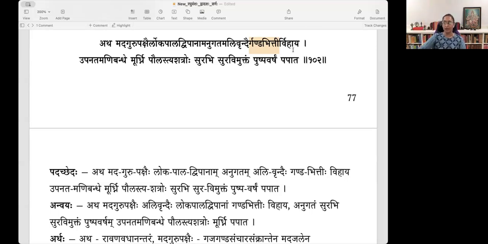And as the devas are pouring, these bees leave those elephants and they start following this pushpa vrishti because it is more fragrant than the mada jala.